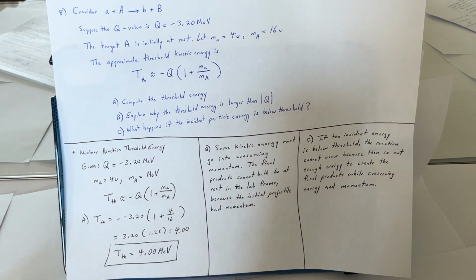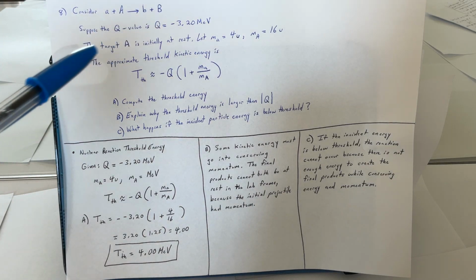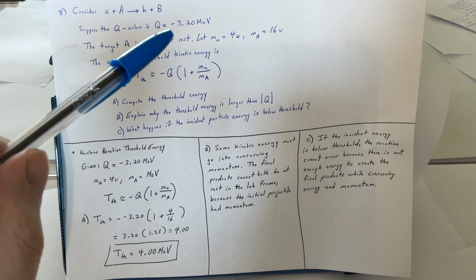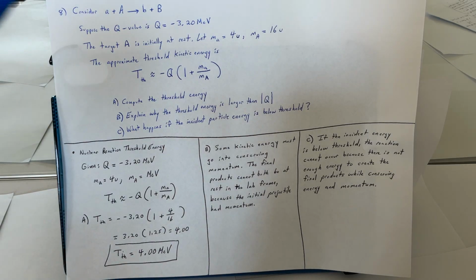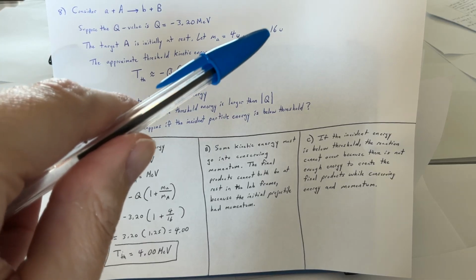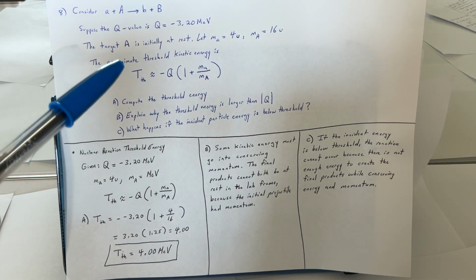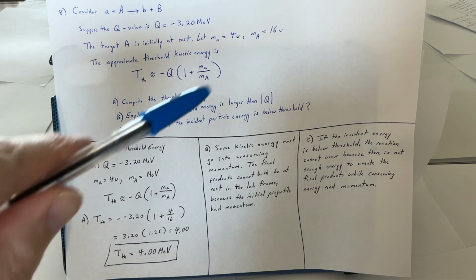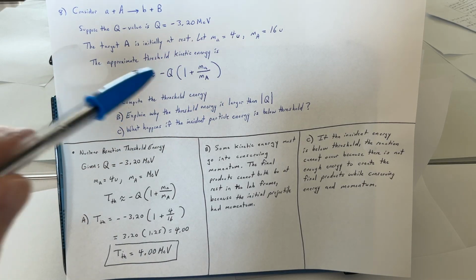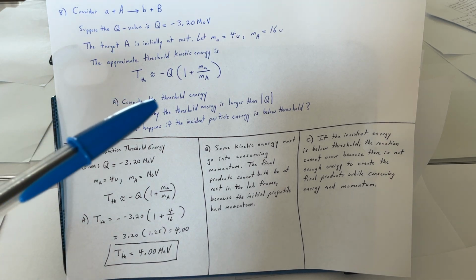Okay, so number 8, consider we have lowercase a plus capital A go to lowercase b plus capital B. Suppose the Q value is Q equals negative 3.20 MeV. The target A is initially at rest. Let M sub a equals 4 u, M sub capital A equals 16 u. And here we're given the approximate threshold kinetic energy equal to negative Q times the quantity 1 plus M sub a over M sub capital A. So for part A, compute the threshold energy.